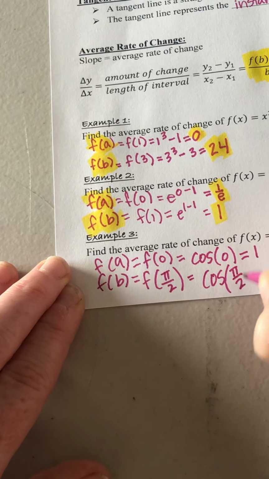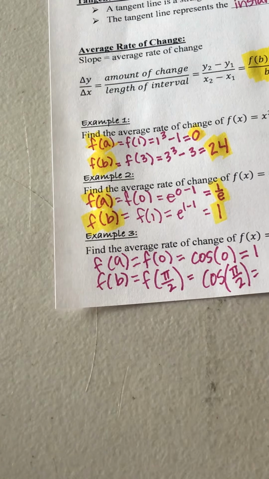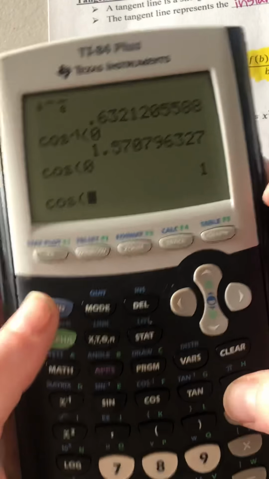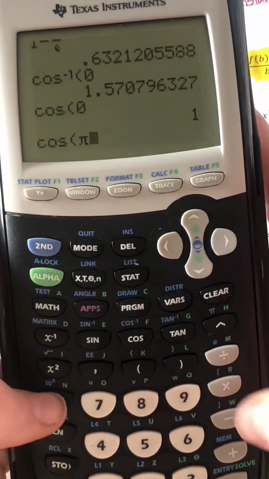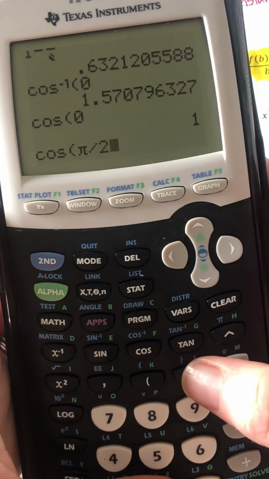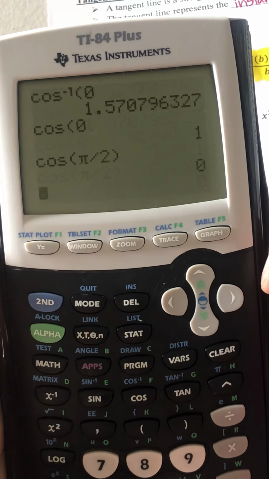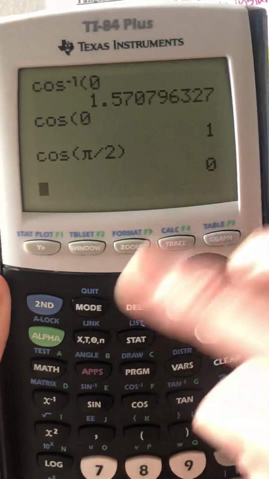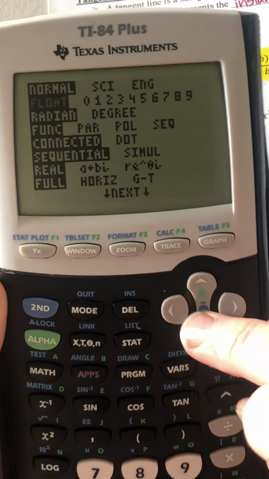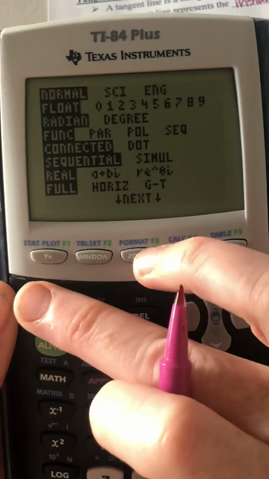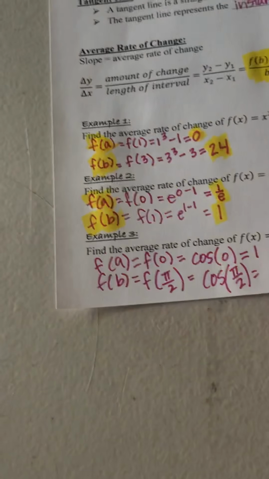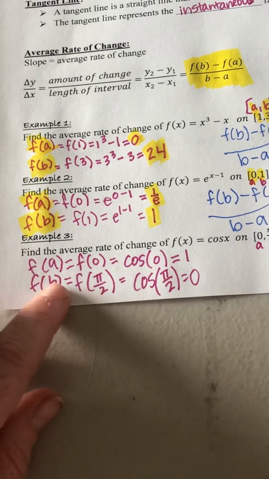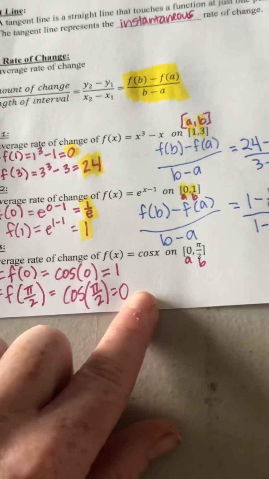All right, so when you put it in your calculator, unless you know what that is, cosine pi over 2 equals 0. If it doesn't, make sure you're in radians. Go to mode, and make sure you're in radian, not degree. All right, so that's 0. Okay. So now we have everything we need for the formula.